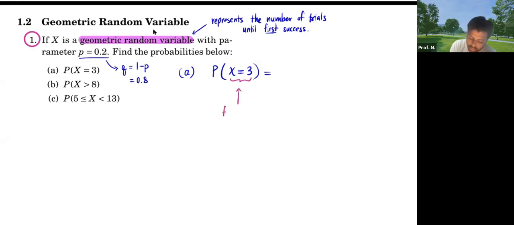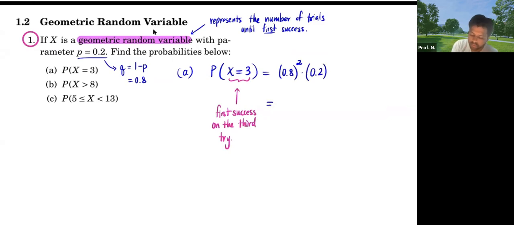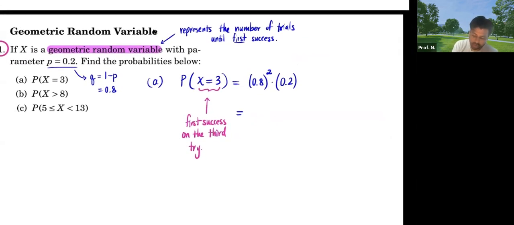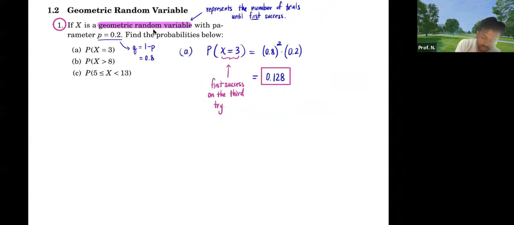So the probability of getting my first success on the third try means that I must have had 0.8. I must have failed, quote unquote, the first two tries, and then I must have succeeded on the third try. And so this is going to be my probability. So you can compute that: 0.8 squared times 0.2, and I get 0.128. Okay, that's part A.